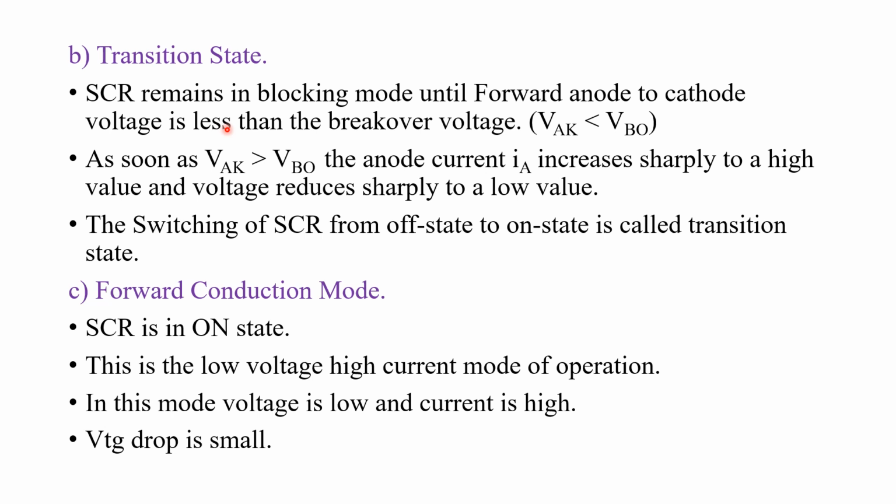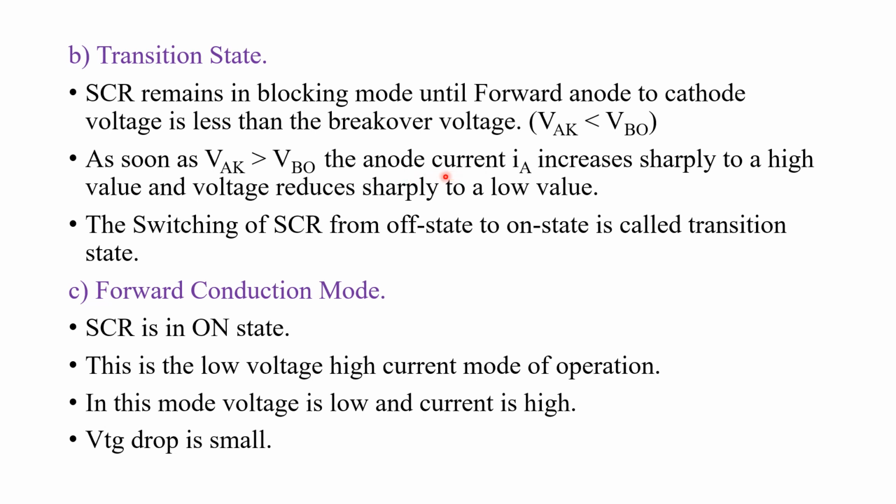So here in the second state, our SCR remains in the blocking mode. Blocking mode is the first state. Our SCR will remain in the forward blocking mode unless and until this condition is satisfied, that is VAK, forward anode to cathode voltage, is less than breakover voltage. Until our VAK is less than VBO, the SCR will remain in the first state, that is forward blocking mode. But as soon as this condition becomes false, that is VAK becomes greater than VBO, the changes will be seen.